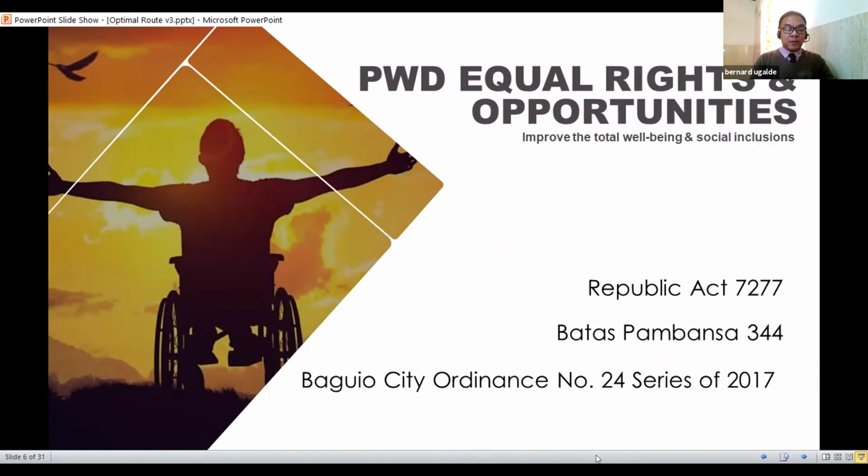Many regulations involve Batasang Pambansa 344, which requires the construction of equipment inside institutions to facilitate the mobility of PWDs. It also involves Republic Act 7277, or the Magna Carta for PWDs, which allows the process of enhancing infrastructure and increasing the availability of PWD-friendly amenities as specified by the law.